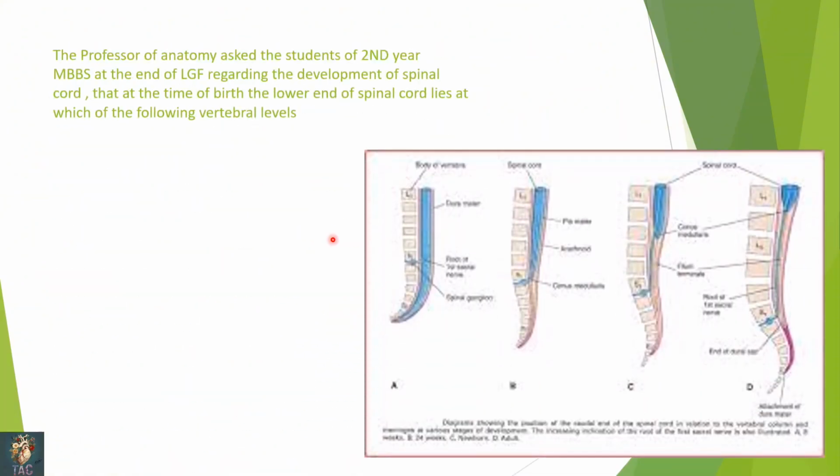The Professor of Anatomy asked the student of second year MBBS at the end of the lecture regarding development of the spinal cord, that at the time of birth the lower end of the spinal cord lies at which of the following levels. So please remember, this is at the level of L3. At birth it is present at the level of L3, and at 24 weeks it is present at the level of the sacral vertebrae.